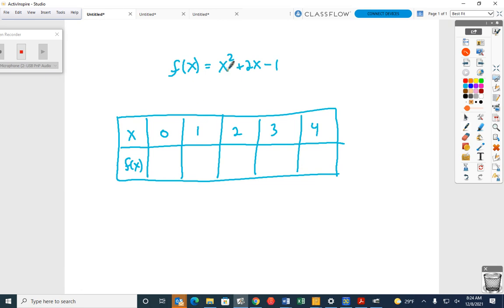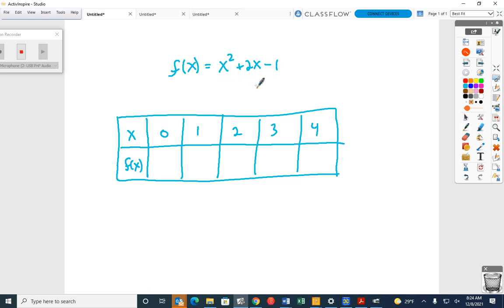I have 2 x values. What do I do? In other words, if I have an input for x and I have 2 x values, what does that mean for my x values? Do I just replace one of them? I replace both x values. So if I replace this with 0, this means 0 squared plus 2 times 0 minus 1.